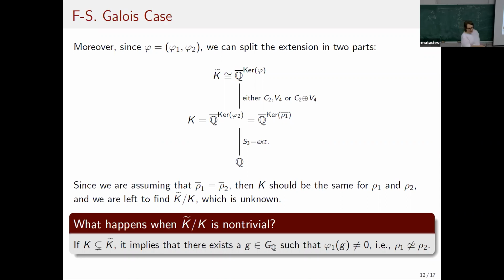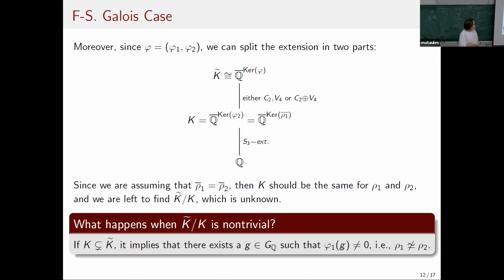And if the first component is non-zero, it means that the two representations are not equal. Okay? Because there is an element whose subtraction is non-zero. So basically, what Serre called the quadratic field method, the idea is that we have to somehow find that this extension K tilde field does not exist.